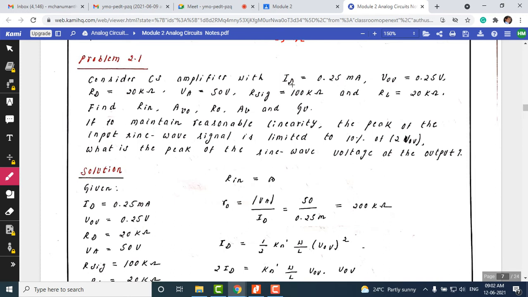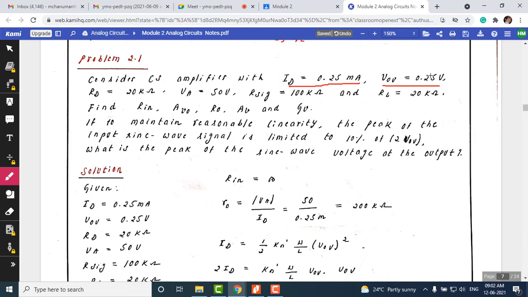Look at this. You have to highlight the given data. You can write down the given data at one point, which we have done here. So ID, the drain current, is 0.25 milliampere, which is given, and the type of amplifier is a common source amplifier. VOV means overdrive voltage. You have to be careful about this. Overdrive voltage is given as 0.25 volts.